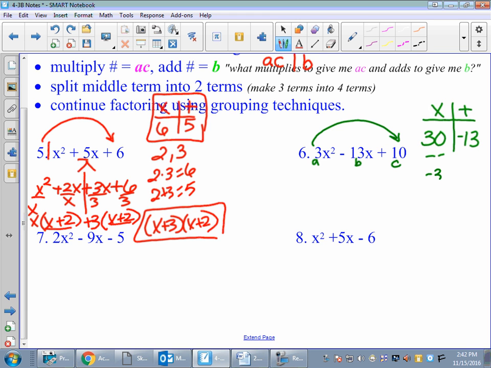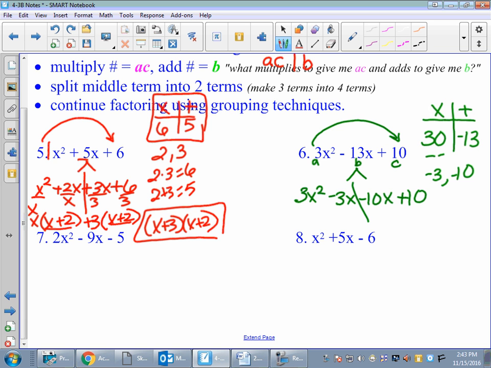And it's going to be a -3 and a -10. This is the hardest part of this whole process, coming up with the two numbers. That multiplication chart that I gave you yesterday will help out a little bit. So I know that -13x in this trinomial, before it became -13x, it was actually a -3x and a -10x. So rewrite the first term, 3x squared minus 3x minus 10x plus 10.